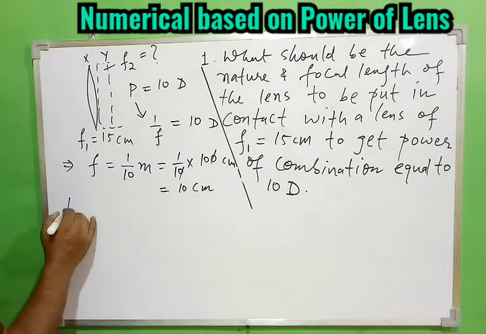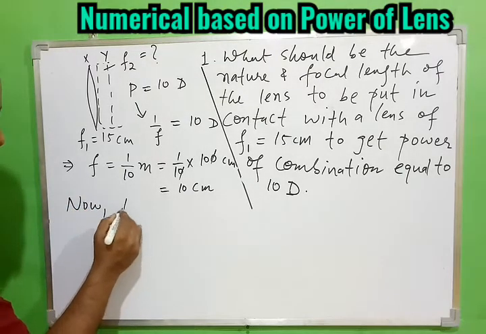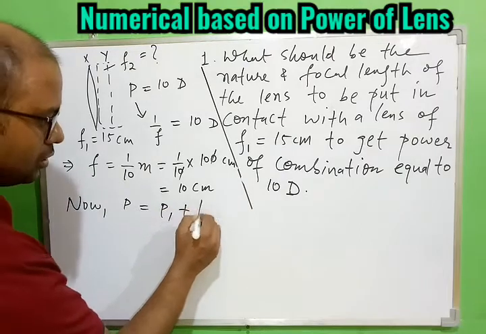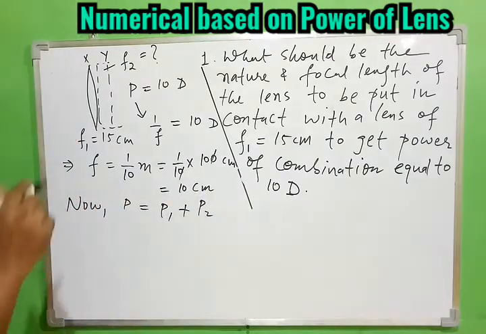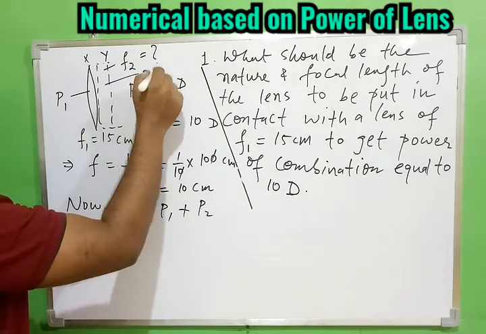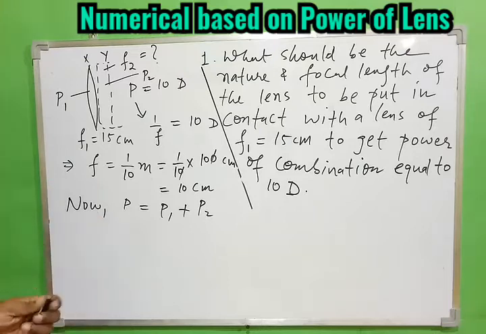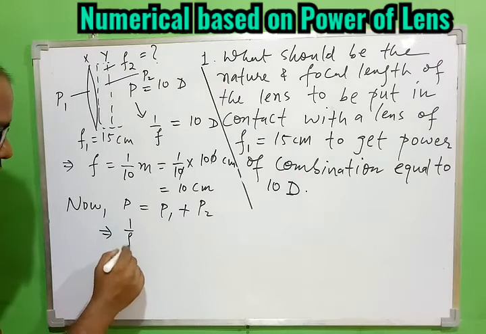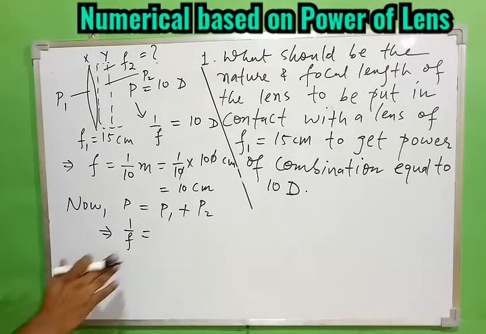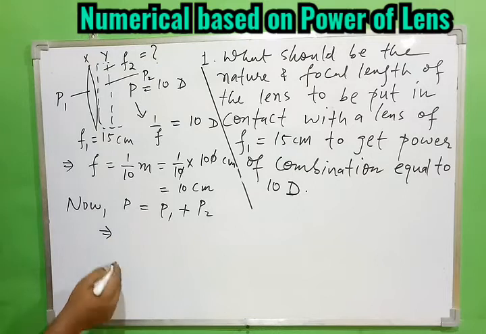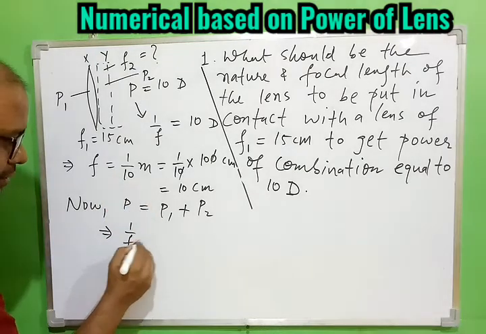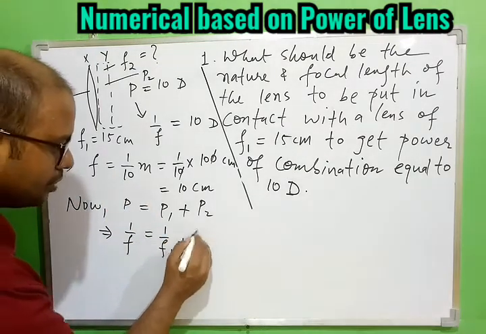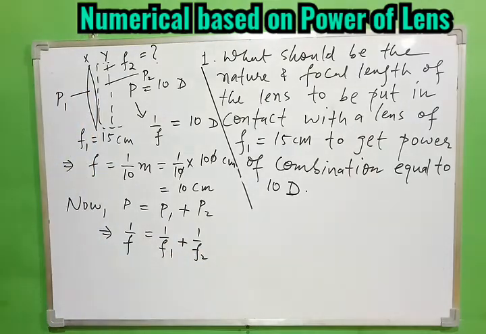Now we know P will be equal to P1 plus P2. P1 is the power of the first lens, P2 is the power of the second lens, and P is the power of the combination, that is nothing but 10 diopter. Simple. So in place of this we can also write down 1 by F is equal to 1 by F1 plus 1 by F2. We know this equation also. Power is the reciprocal of focal length. Simple.